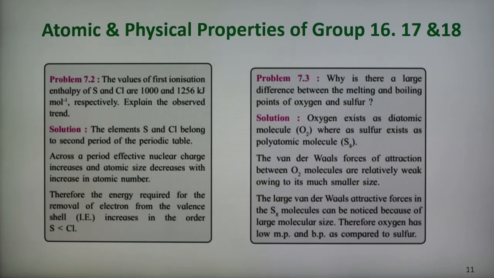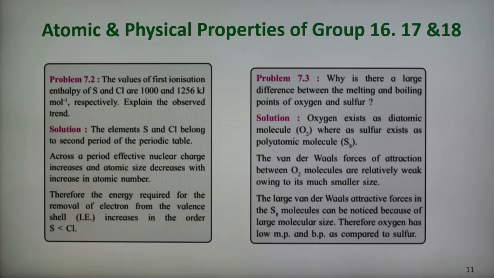So the general trend is that as we go from left to right, the ionization energy, or ionization potential, increases. Why does it increase? Because the force of attraction increases and the size of the atom decreases, and the increase in force of attraction increases the value of ionization enthalpy. Therefore sulfur comes first and then chlorine, and as we go from left to right, ionization enthalpy increases, so sulfur has less as compared to chlorine. So this is the reason.